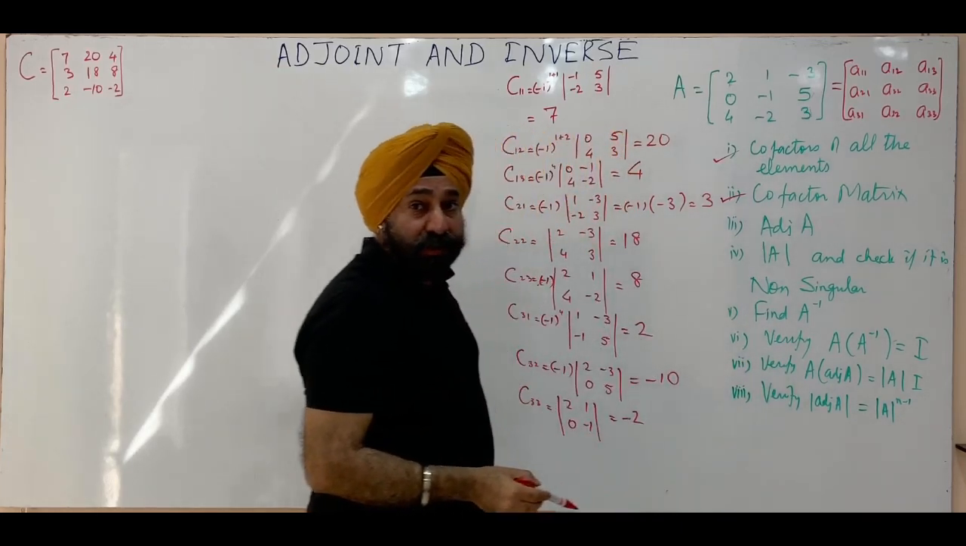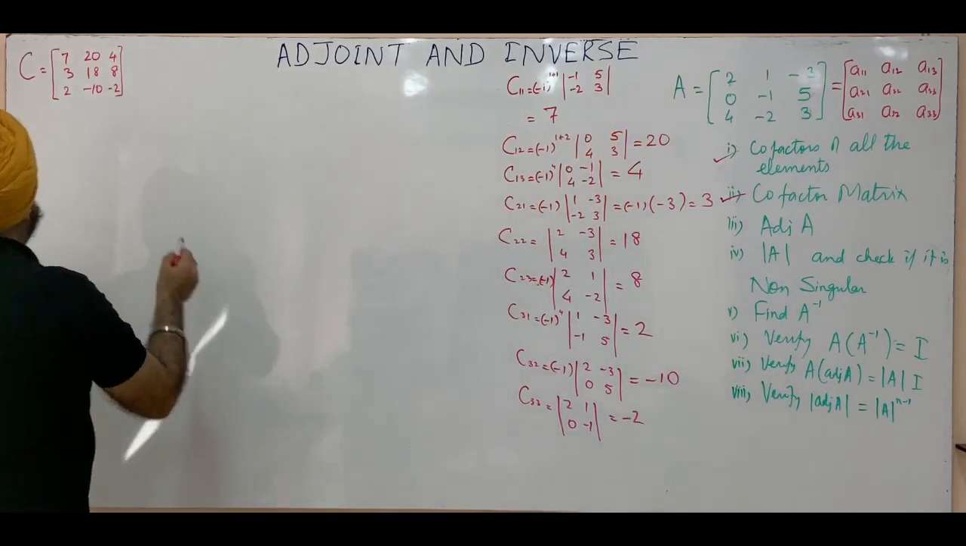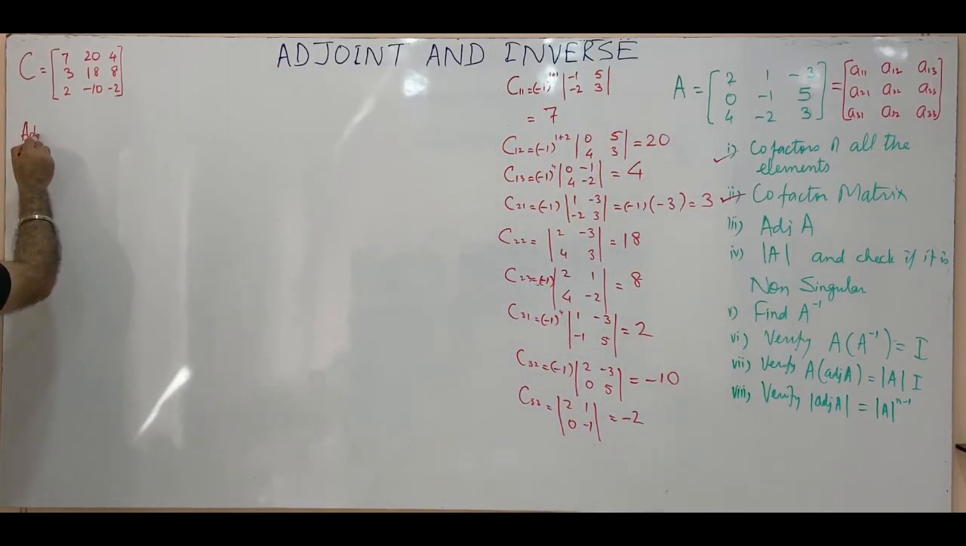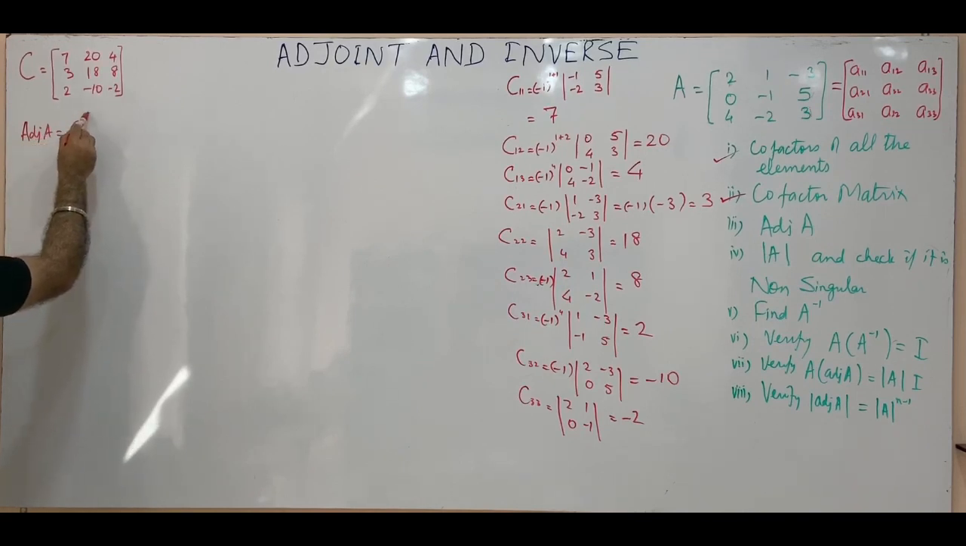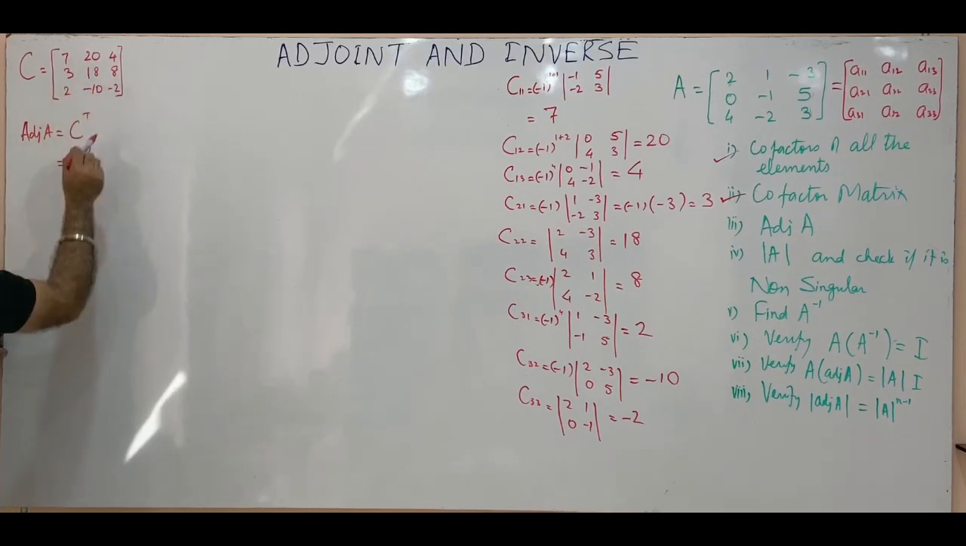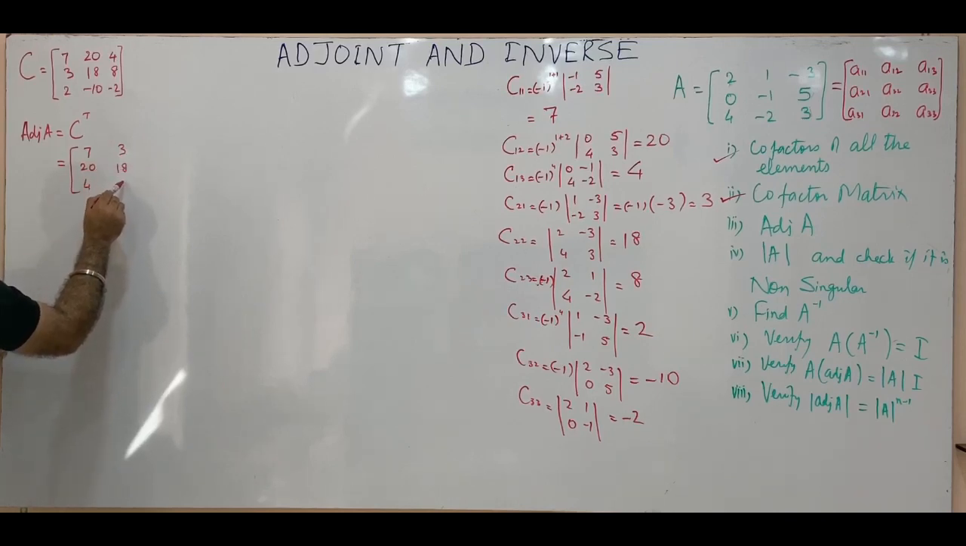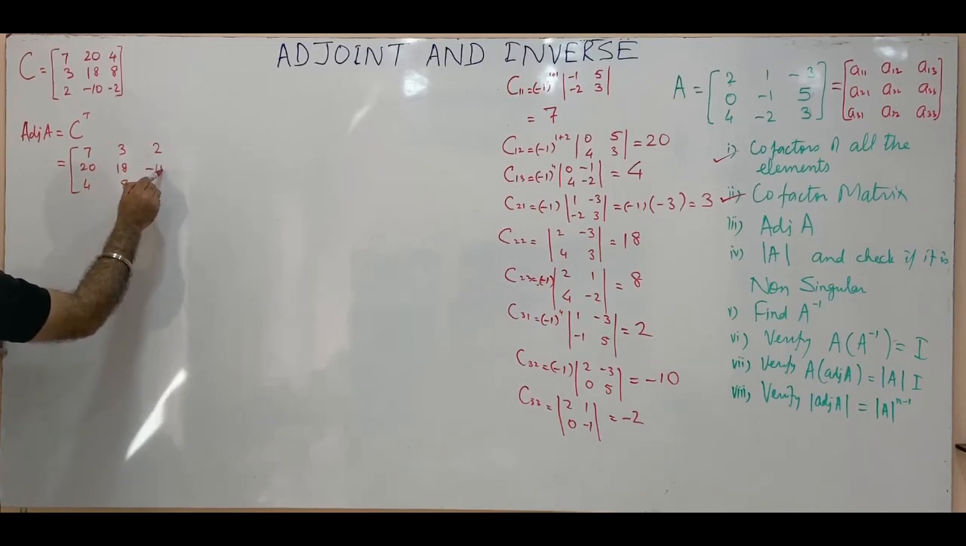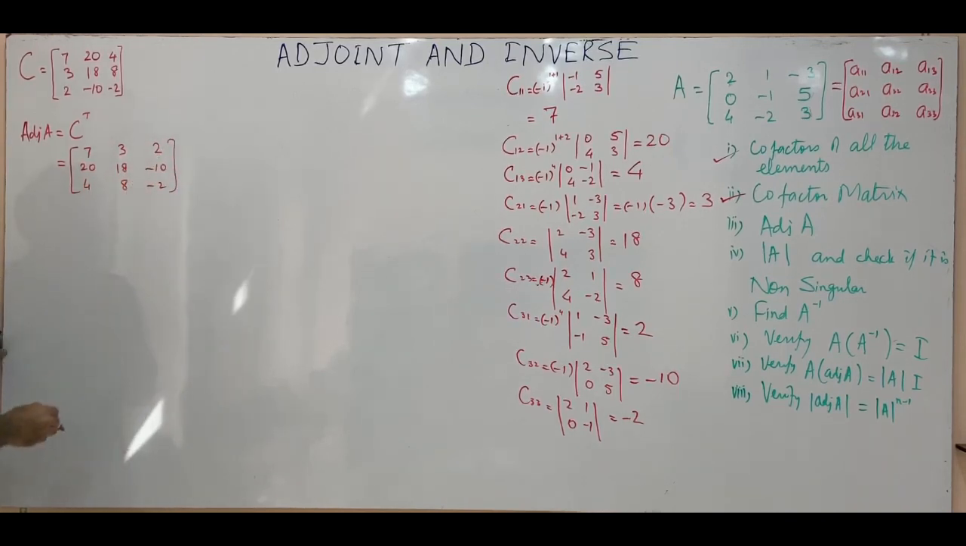Next is the adjoint of A. The adjoint of A is the transpose of this. Transpose means interchange rows and columns. The first row is now the first column. The second row is the second column. Third row likewise. So this is the adjoint of A.